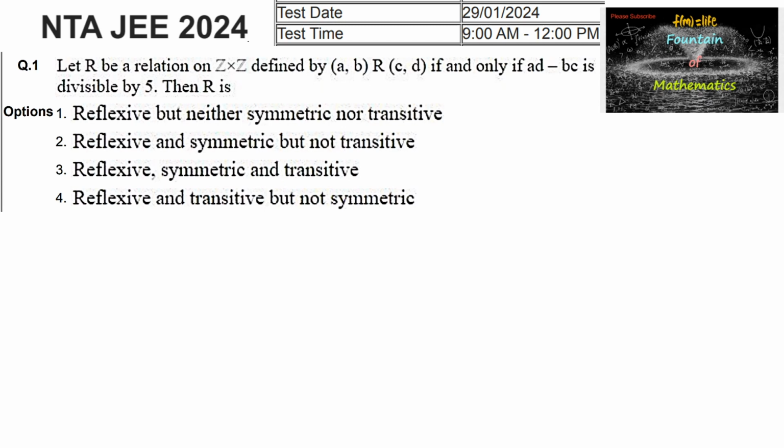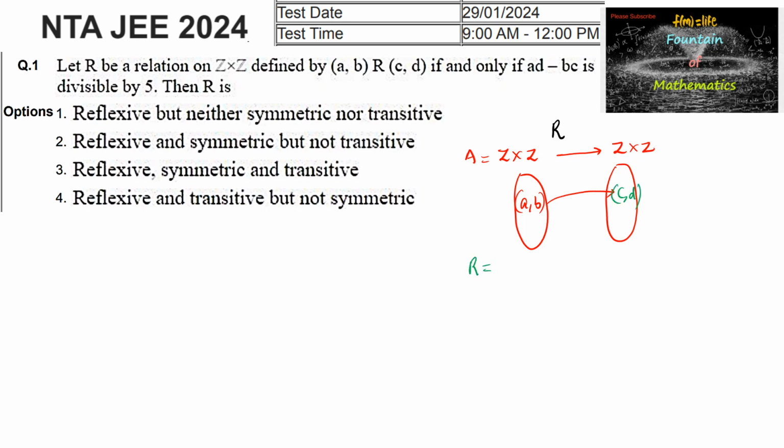Let R be a relation on Z cross Z defined by (a,b) related to (c,d). This means R is a relation defined on Z cross Z, where Z is integers. So Z cross Z contains ordered pairs (a,b), and let us take it to be related to the other ordered pair (c,d).